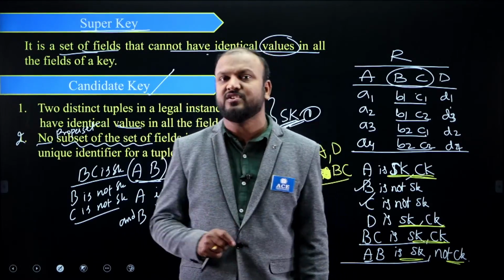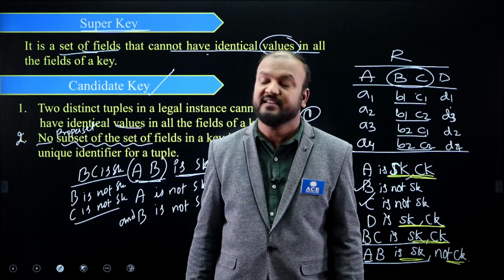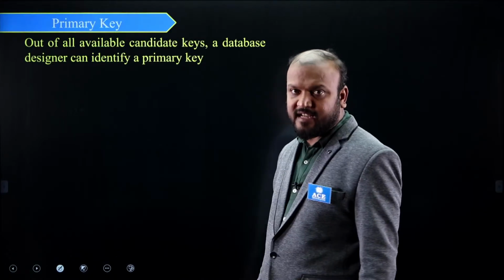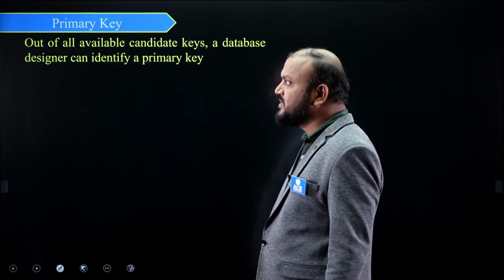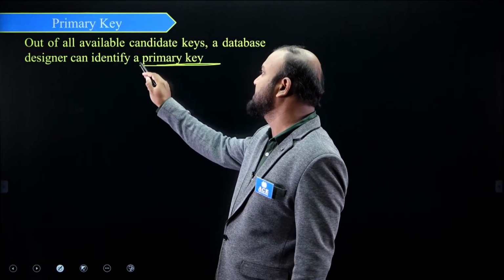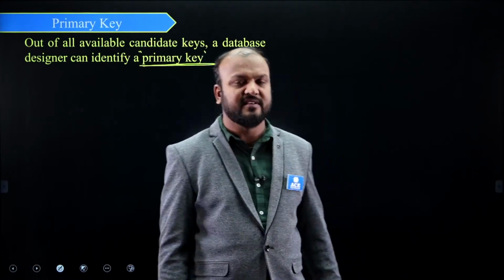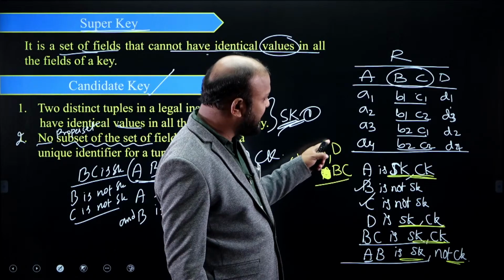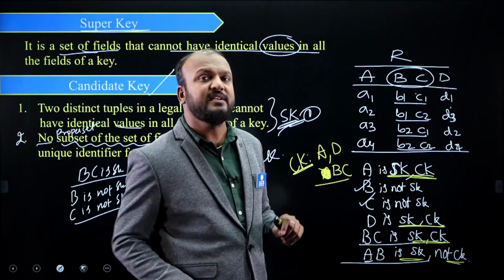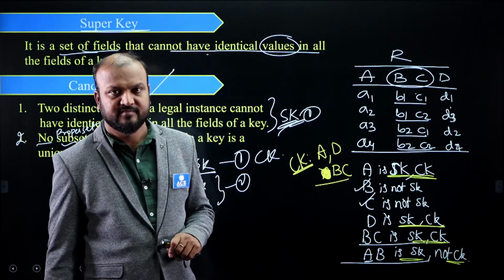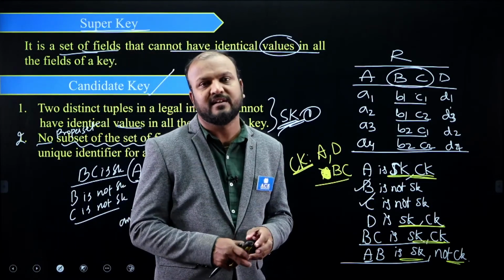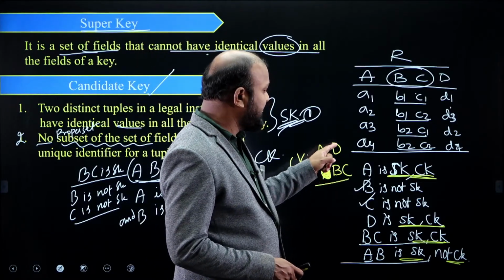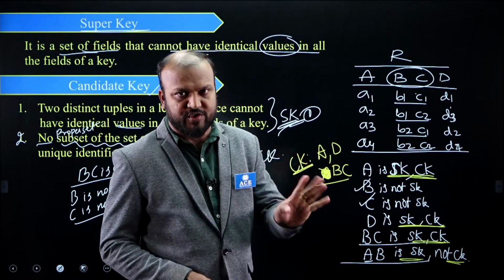It means one relation may have more than one candidate key. Among the many candidate keys, the database designer is recommended to identify one of them as a primary key. Look, we have three candidate keys, A, D, BC. Among the three, you can choose any one as a primary key. Now the question comes, because three were there, which is going to be chosen as the primary key? Can I choose A as a primary key, or D, or BC? You can choose any one, no issue.